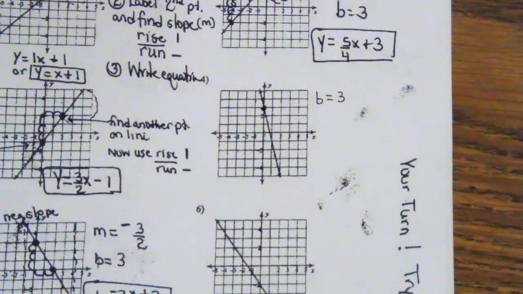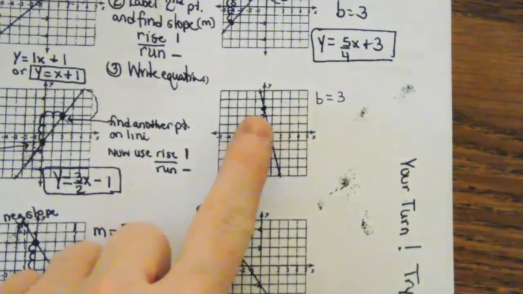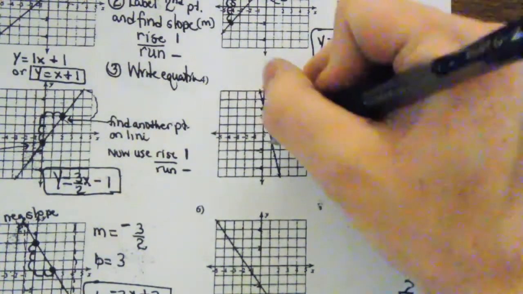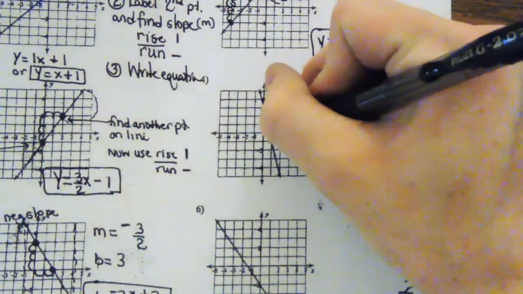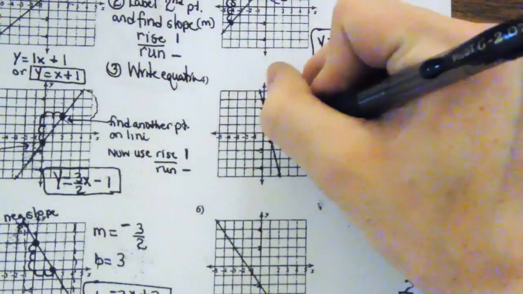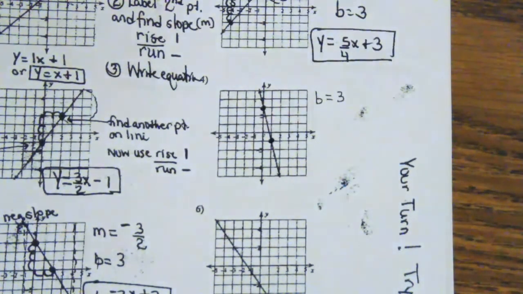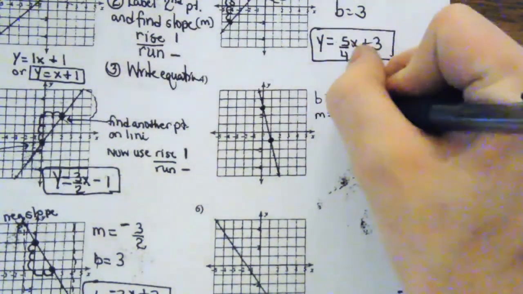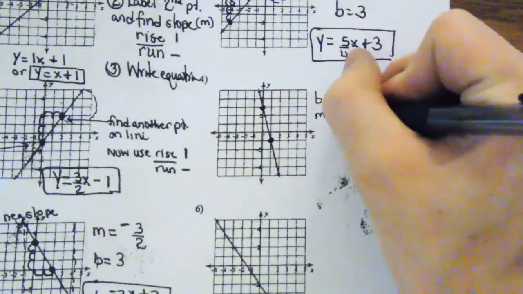Now I need to figure out what the slope of the line is. And to do that, I'm going to need at least 2 points. I already have 1 point right here. I just need to choose another one. So let's choose this one right here. I think the line is going to go through this point. So what we're going to do is we're going to use rise over run. M equals rise over run.